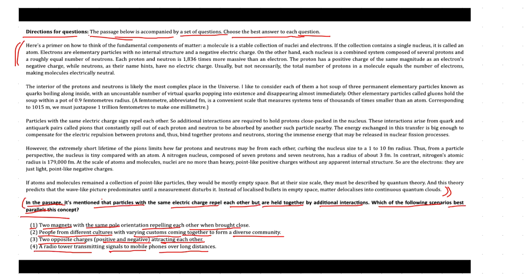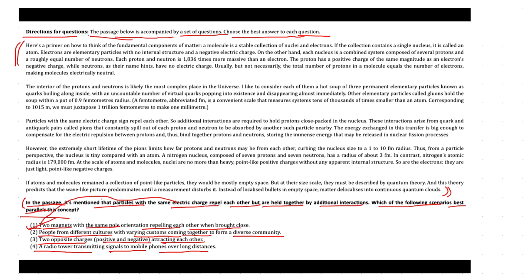Now, if I look into the first option, we just stated two magnets with the same pole orientation repelling each other when brought close. This involves magnets with similar pole orientation, like charges repelling each other, which is analogous, or it indicates the same or the parallel concept of the idea which is pointed out here. So, hence, we can say option one can be the answer to it. Let's look into each of the other options.